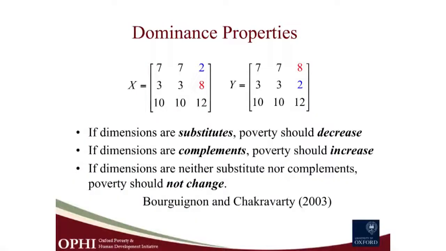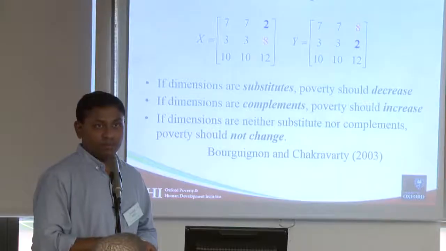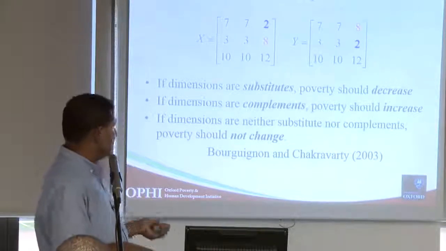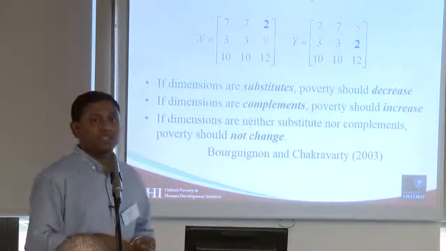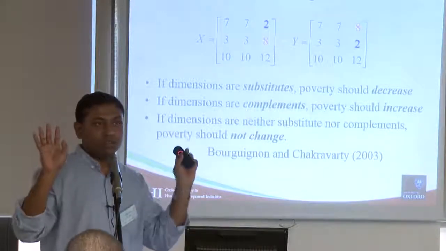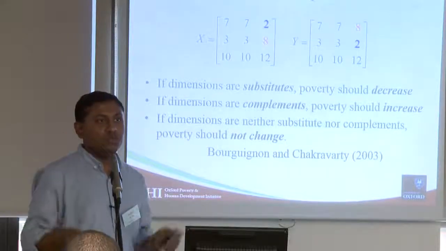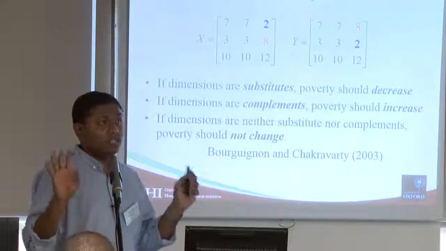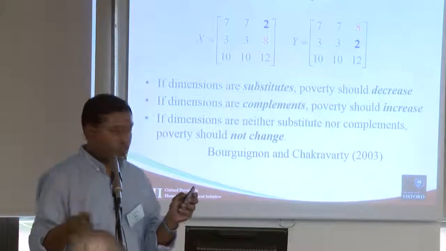If dimensions are neither substitutes nor complements, that means they are independent, that means no one can affect anything, then you can say poverty does not change. However, the joint distribution is independent, so it does not matter whatever has happened, poverty should not change. But these are theoretical assumptions based on Bourguignon and Chakraborty.